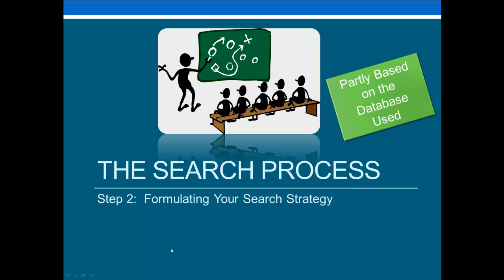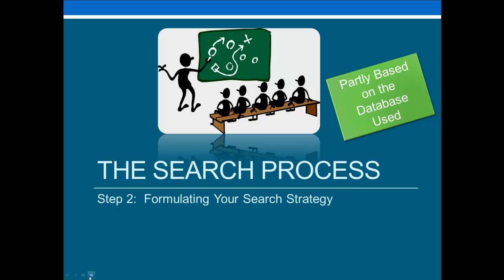Now, in trying to come up with a strategy, one of the things you need to keep in mind is that the strategy that you adopt will partly be based on the database you use. Whereas if you're using Google, that is one specific type of search engine. Now, if you're using that, you're going to use one certain strategy to get to information. But if, say, you're using PubMed or CINAHL or some other database that looks at academic literature, you may find that your search strategy is very different.